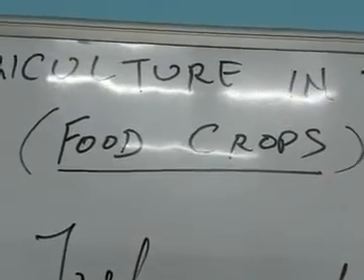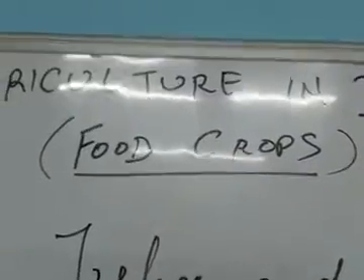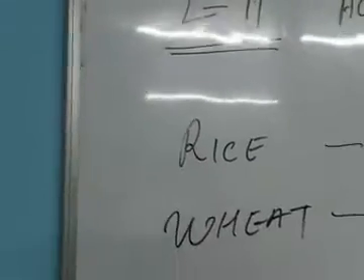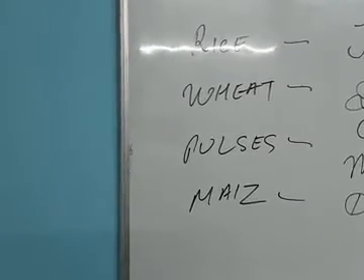Now, as we already told you, food crops are related to the crops which are grown to eat. What are the main crops which are grown in India? Basically, they are rice, wheat, pulses and maize. These are the four crops which are majorly produced and distributed all over the country.